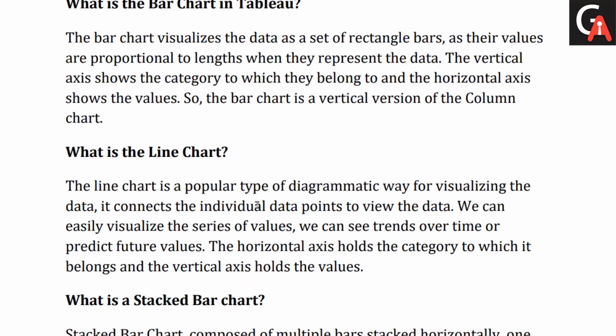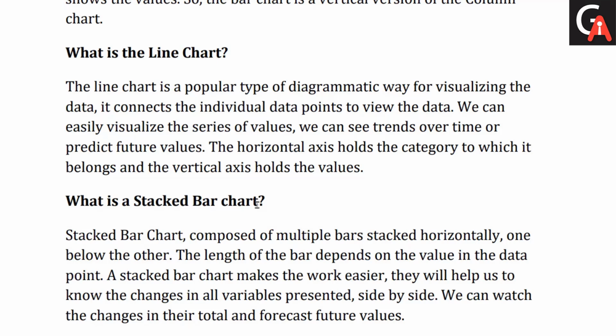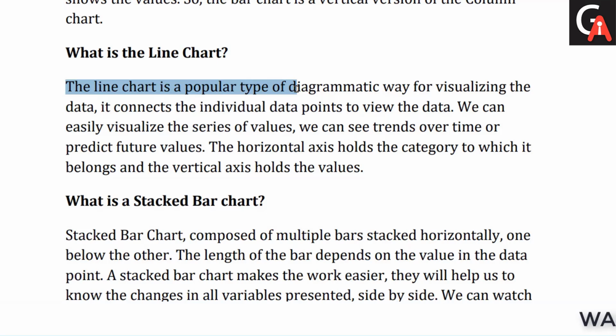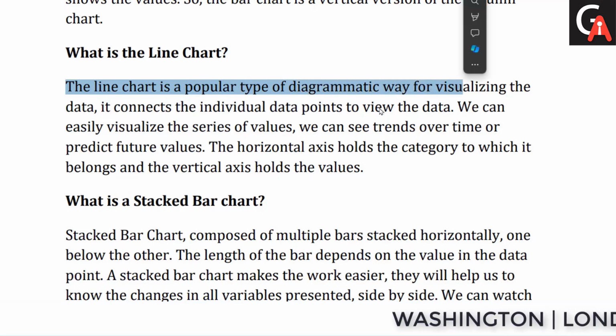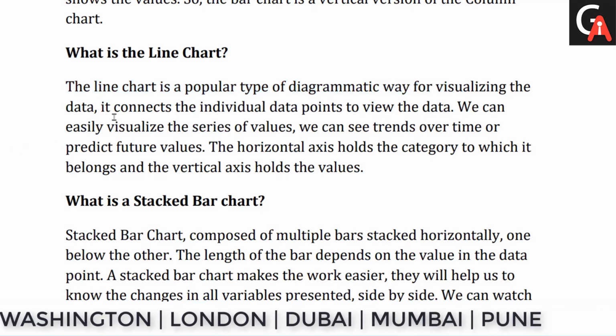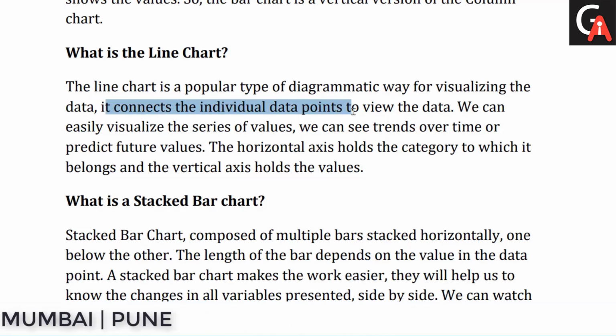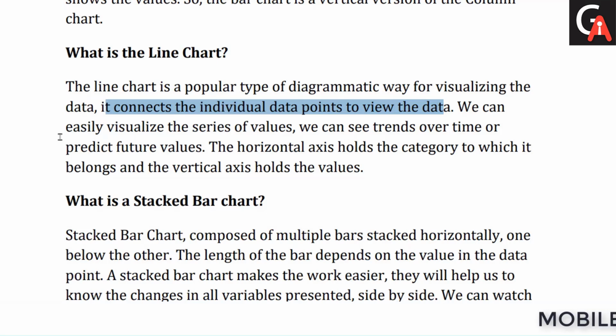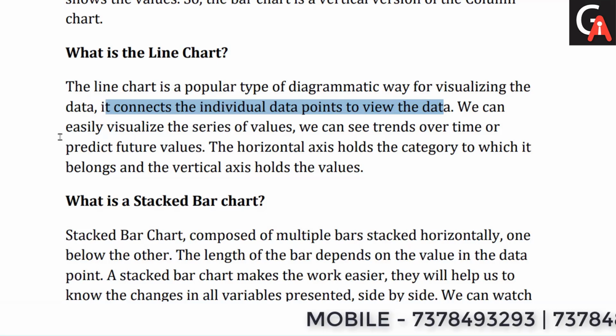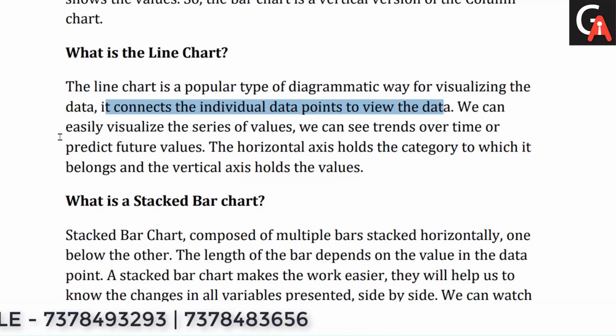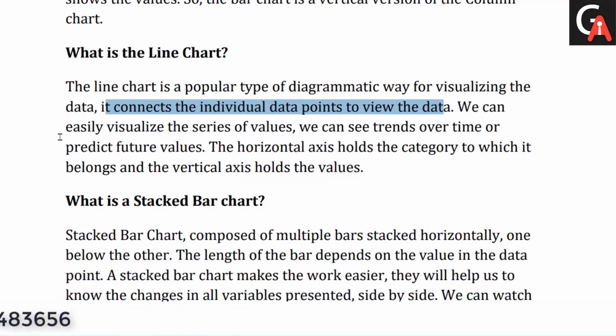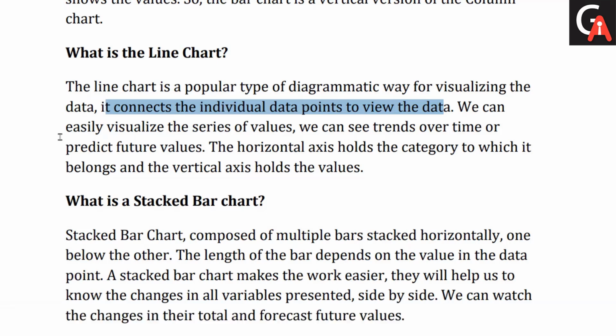Okay, next question we have for the day: what is a line chart? Okay, the line chart is a popular type of graphical way of visualizing data. It connects the individual data points to view the data. It can easily visualize a series of values. We can see trends over time or predict future values. The horizontal axis holds the category to which it belongs and the vertical axis holds the value. Basically the main purpose of the line chart is to see the trends.